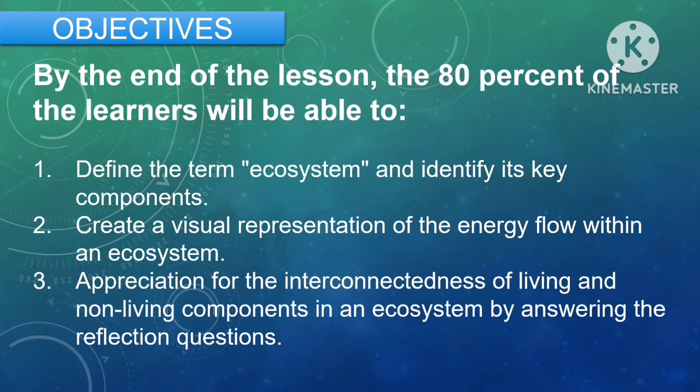For the objectives, by the end of the lesson, 80% of the learners will be able to: first, define the term ecosystem and identify its key components; second, create a visual representation of the energy flow within an ecosystem; and third, appreciate the interconnectedness of living and non-living components in an ecosystem by answering the reflection questions.